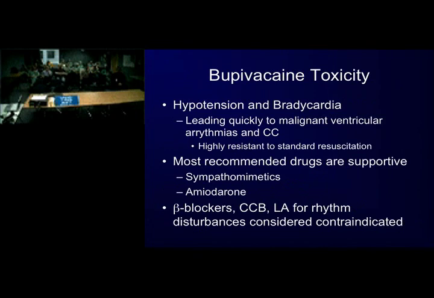Now, specifically for bupivacaine toxicity, what you'll see is hypotension and bradycardia that quickly leads to malignant ventricular arrhythmias and cardiovascular collapse. This kind of cardiovascular collapse is highly resistant to standard resuscitation, your standard BLS and ACLS protocols. Most recommended drugs are supportive, so sympathomimetics and amiodarone for its antidysrhythmic properties. Beta blockers, calcium channel blockers, and for obvious reasons, local anesthetics for rhythm disturbances are considered contraindicated in someone who has suspected bupivacaine toxicity.